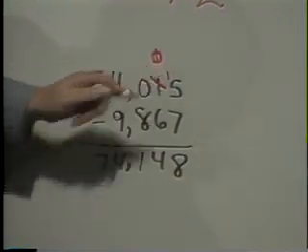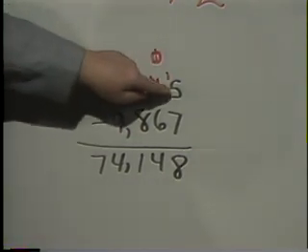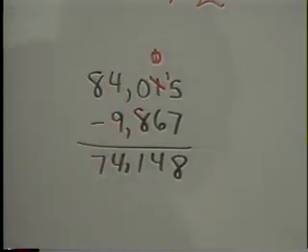See, we write that 1 very small, so it looks like it's still in the ones place. You don't want to create, remember we said only 1 digit per place value column? See, the 1 is written small and very close to the 5 to create the illusion that it's still in the ones place.